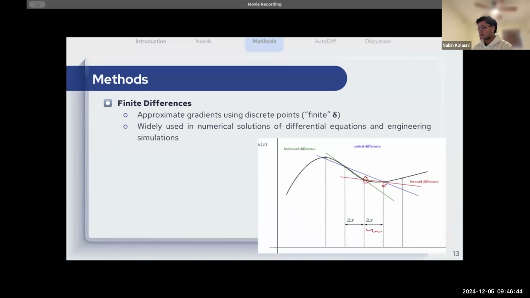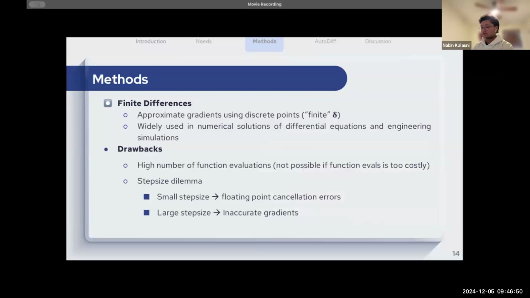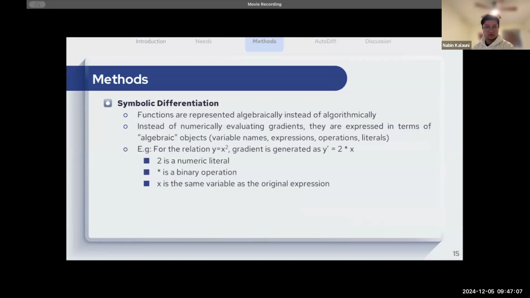Ideally, you'd like to choose a very small step size. In this figure, if the step size is really small, then your gradients are going to be much more accurate, right? But if you go too small, there could be floating point cancellation errors. And if you go too large, you're going to get inaccurate gradients. So this is another error, and this can keep building up. If you have massive programs, then finite differences are also no good.